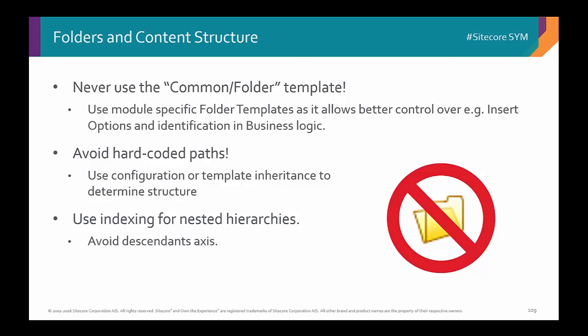Also use indexing for nested hierarchies. This is not really Helix or modular architecture. This is just common sense. Never use the descending axis. It should have been deprecated in version 5. If you're doing that, then you're in a world of pain again. At some point you'll get too many items, performance will go crazy, and customers will be very unhappy. So use the search index and the search API.